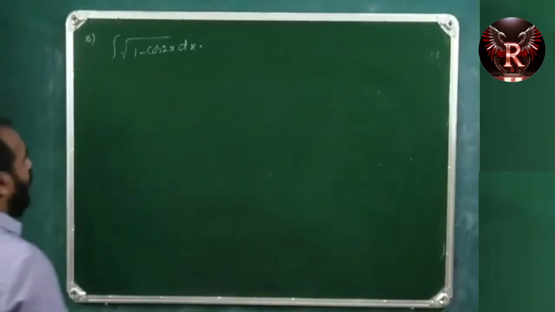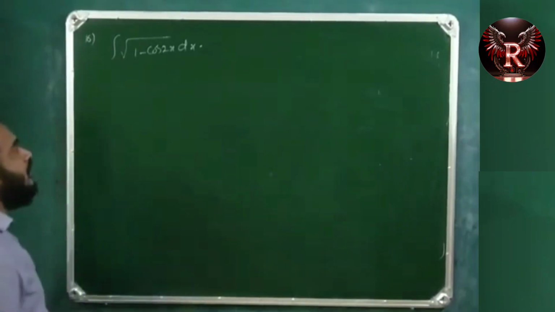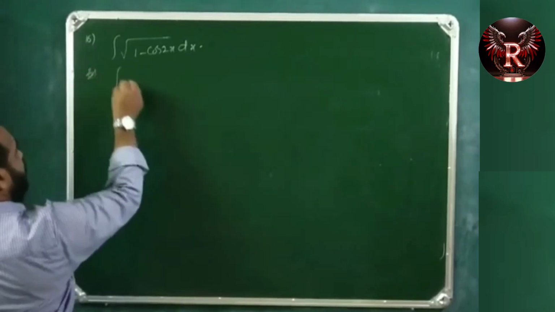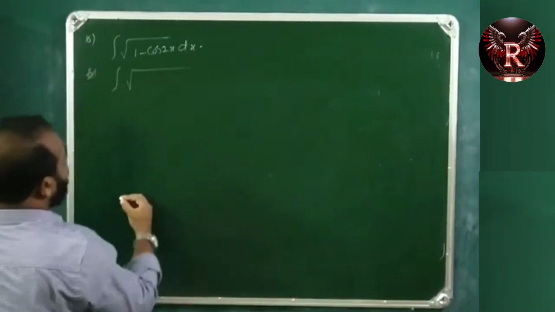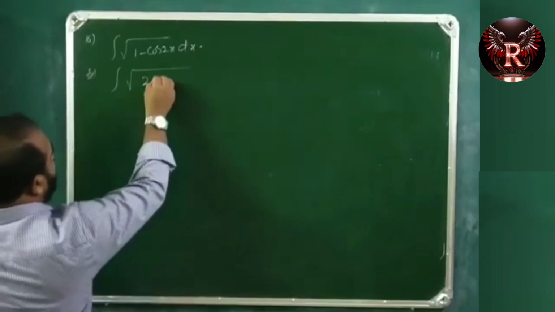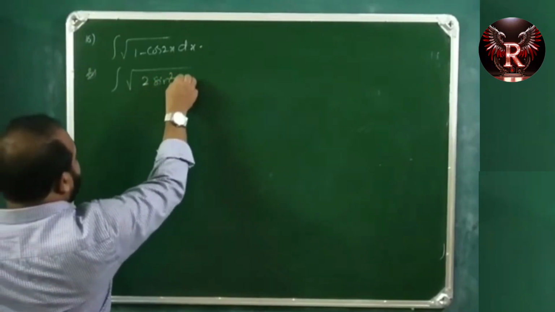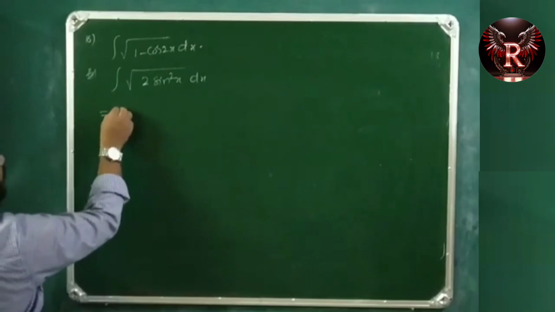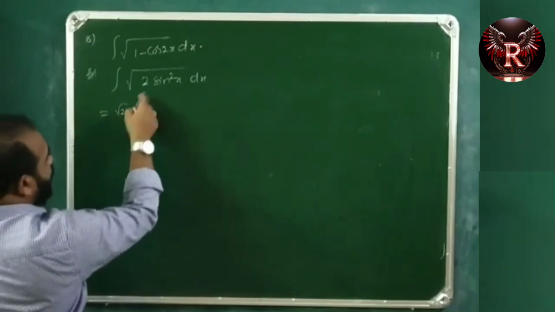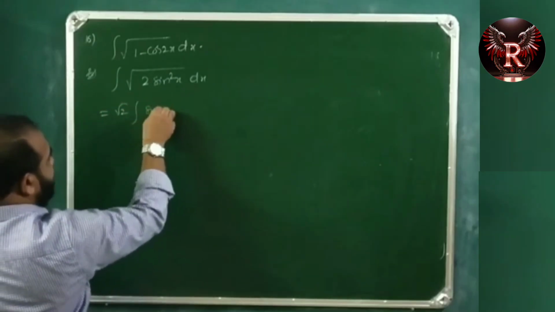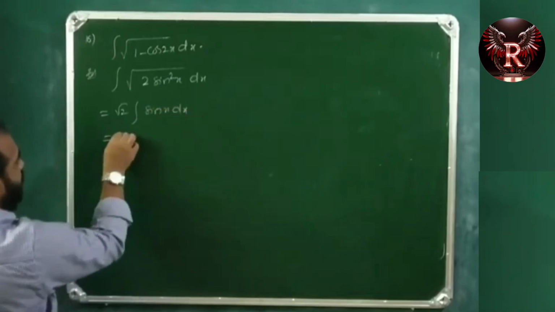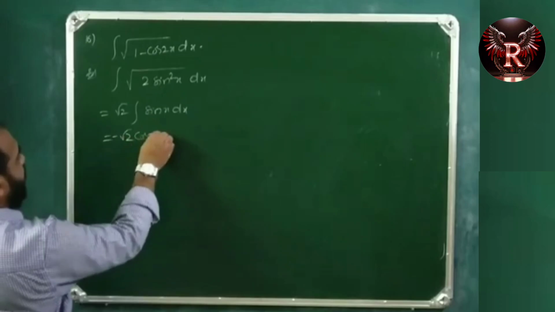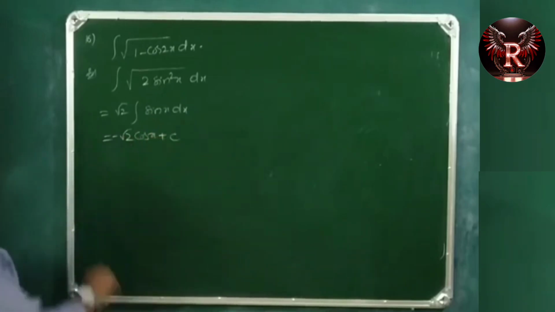Integral under root 1 minus cos 2x dx. So 1 minus cos 2x can be written as 2 sin square x. So this is equal to root 2 into root of sin square x, which is sin x dx. So root 2 into integral sin x is minus cos x plus constant of integration c.